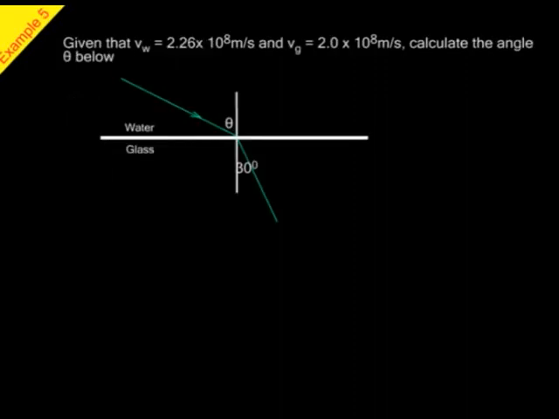The next example. Calculate angle θ given that the velocity of light in water is 2.26 times 10 to the power 8 meters per second and in glass is 2.0 times 10 to the power 8 meters per second.